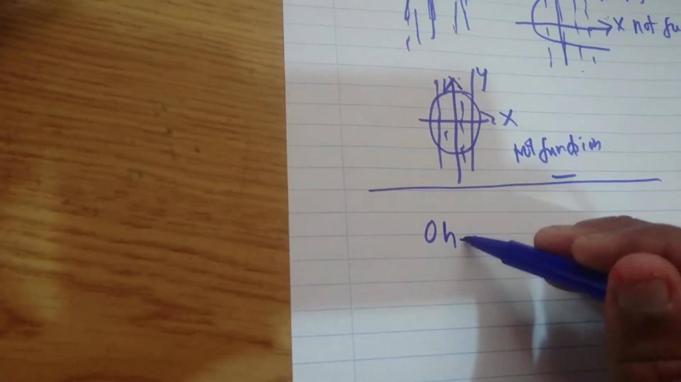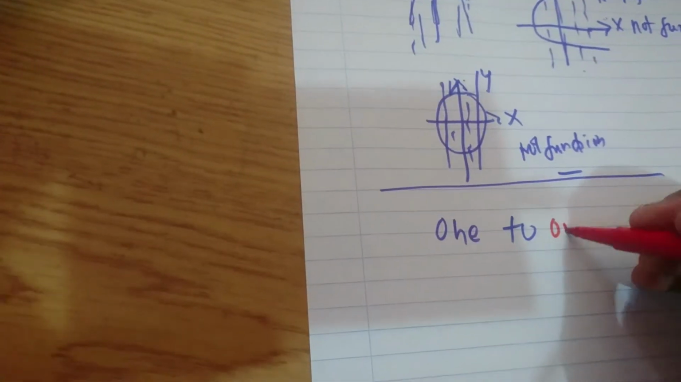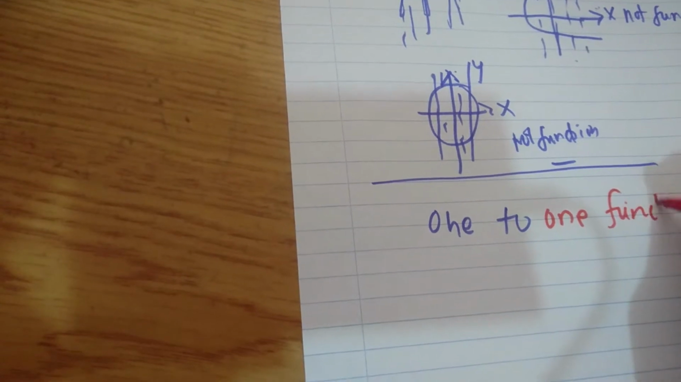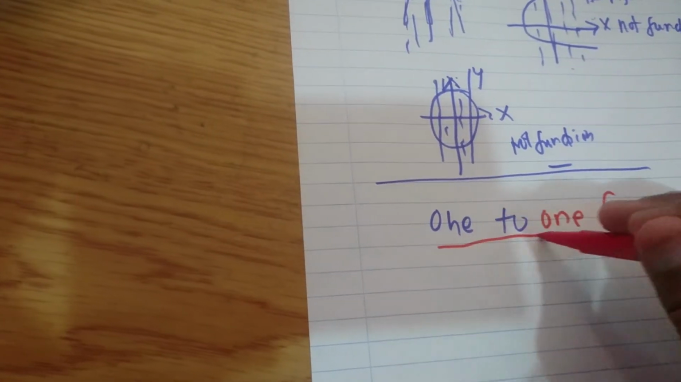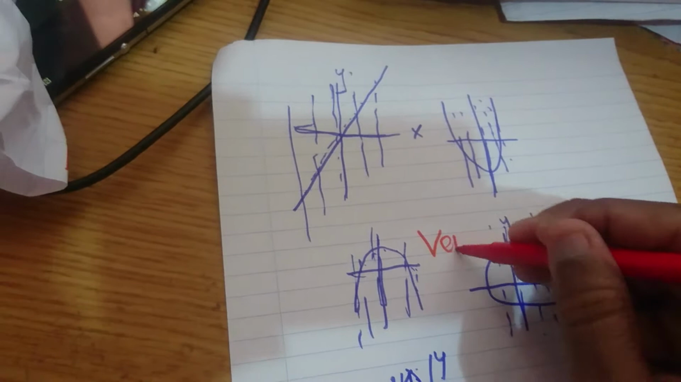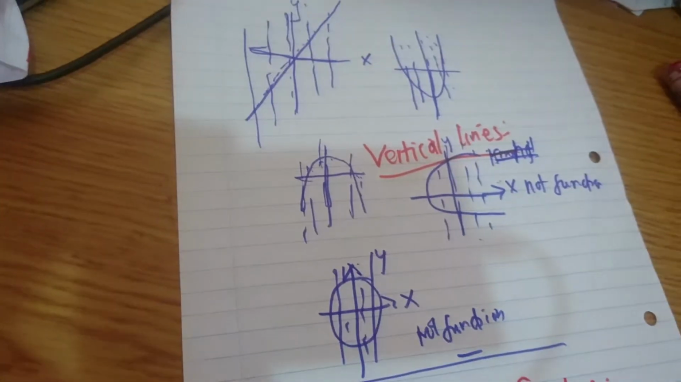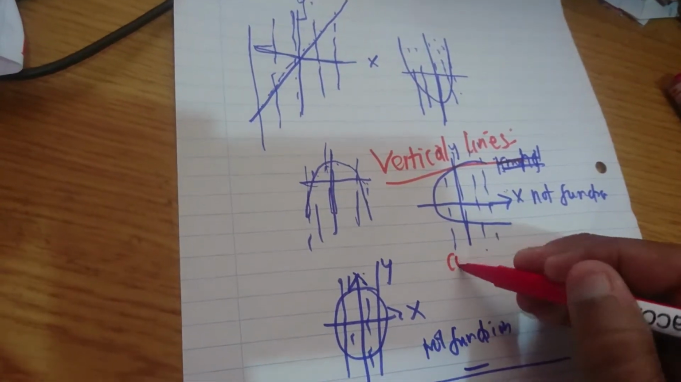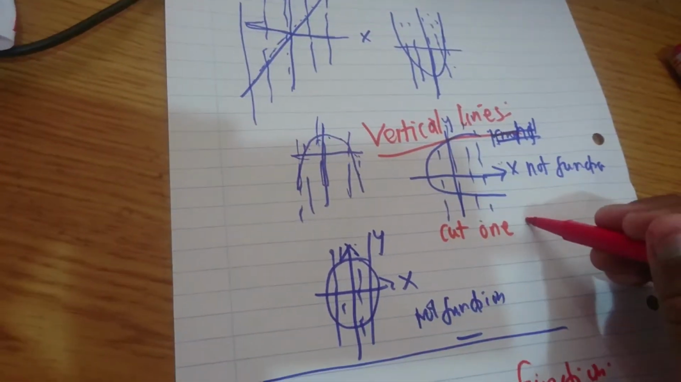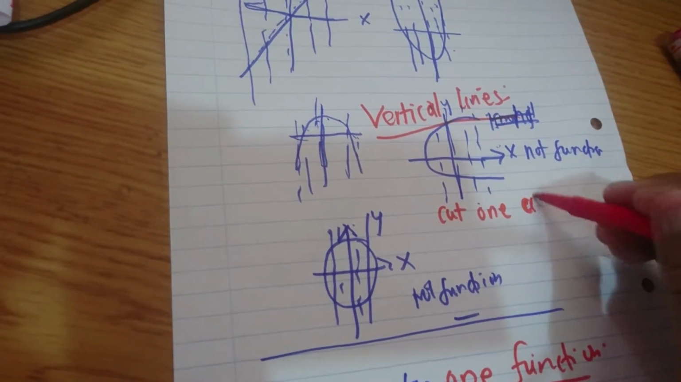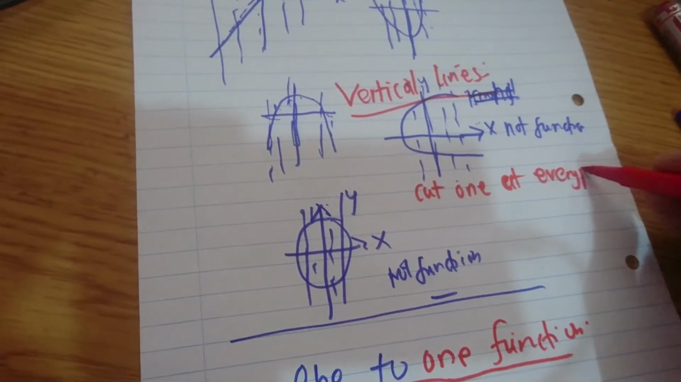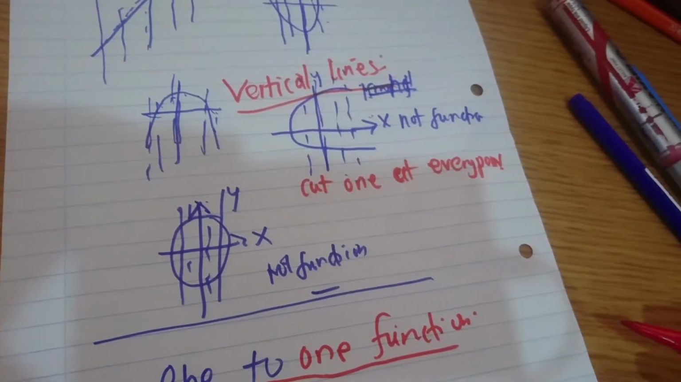Okay, one-to-one function. Now we go for one-to-one functions. You test a one-to-one function by drawing a horizontal line. To test a function, you must draw what? The vertical line. And it must cut once at every point on the graph.